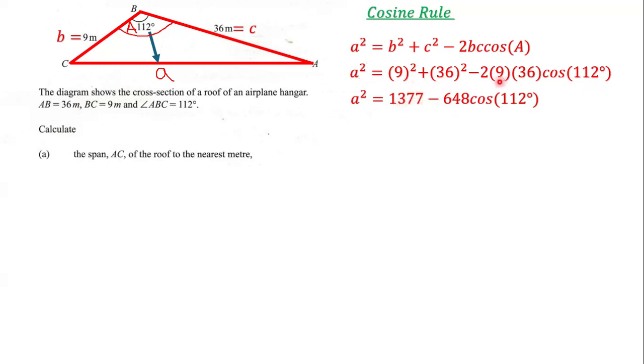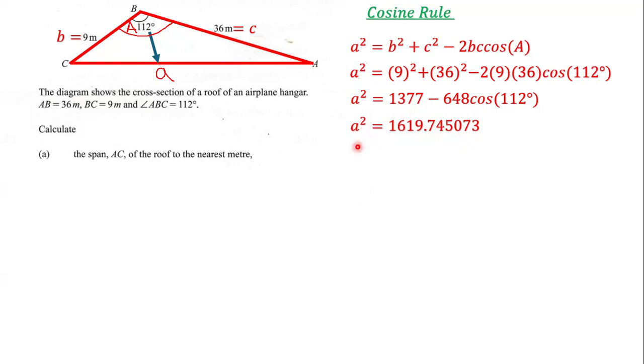1,377. Next, we say, what is 2 times 9 times 36? Well, 2 times 9 times 36 is 648. And we have that multiplied by cosine of 112 degrees. And so what we do here is we subtract. So we say 1,377 minus 648 times cosine of 112 degrees. And when we subtract these, we get 1,619.745073. But we need to figure out what is a, not a squared.